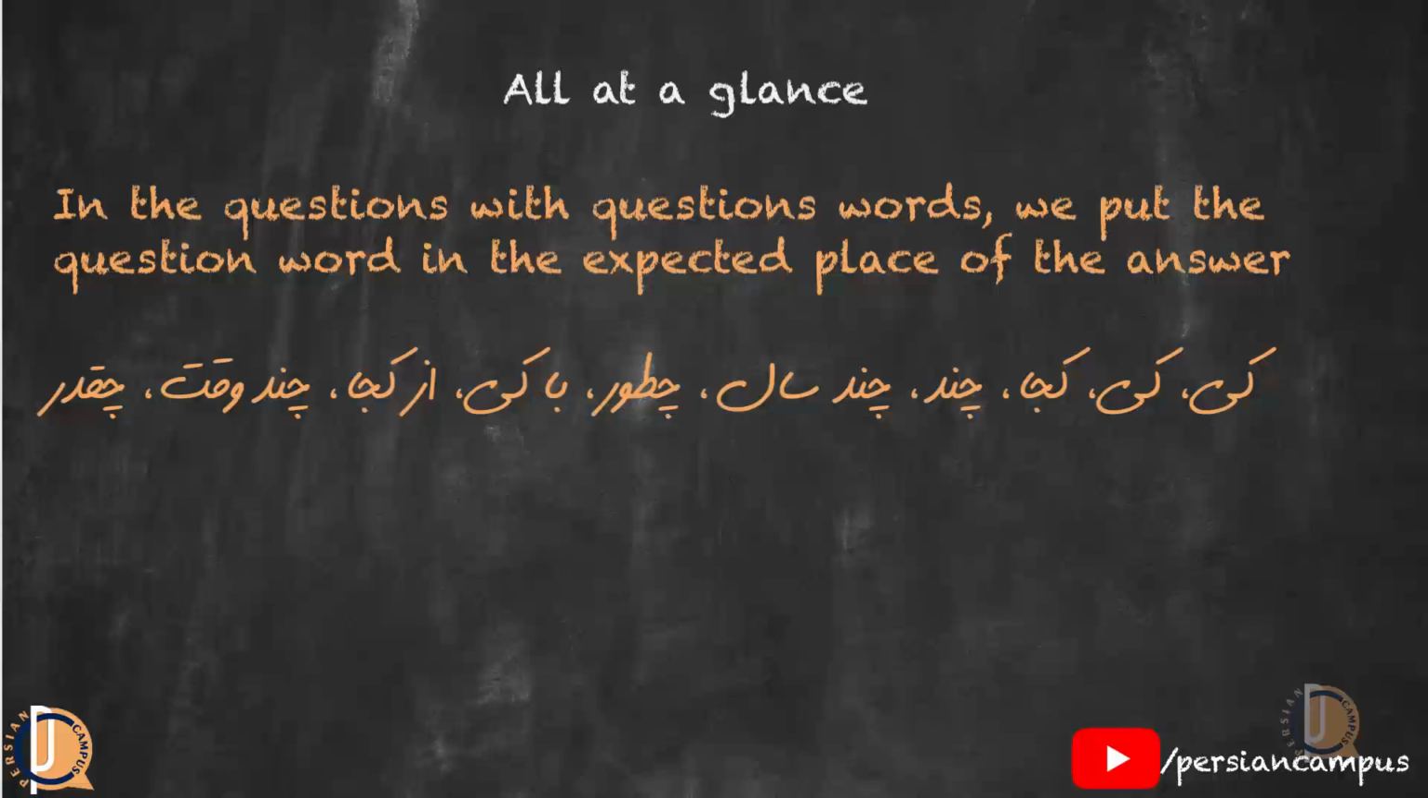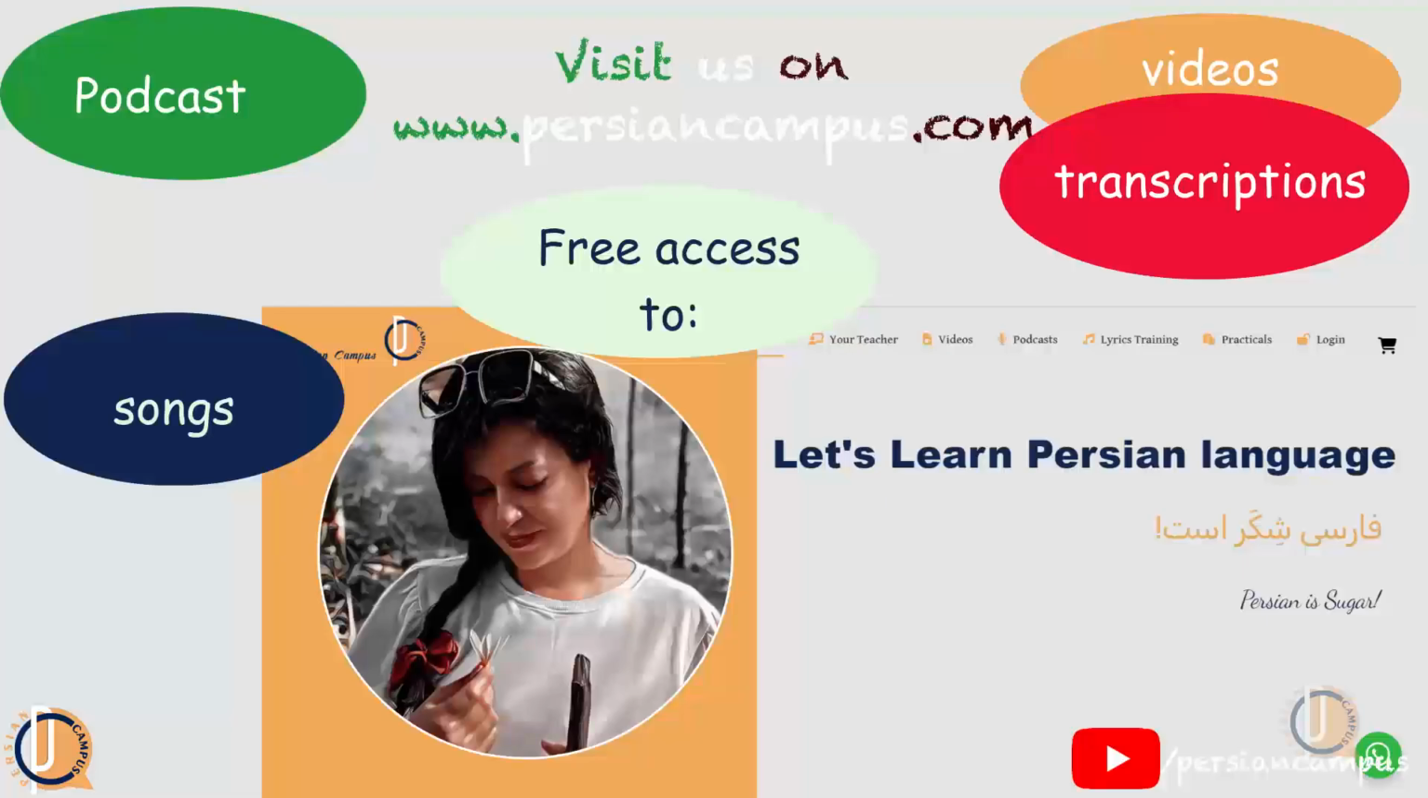In the next lesson, we will continue the sentence structure and we will learn more about the relationship between a subject and a verb. If you want to practice what you have learned today, you can watch this series of videos either on PersianCampus.com or on our YouTube channel.